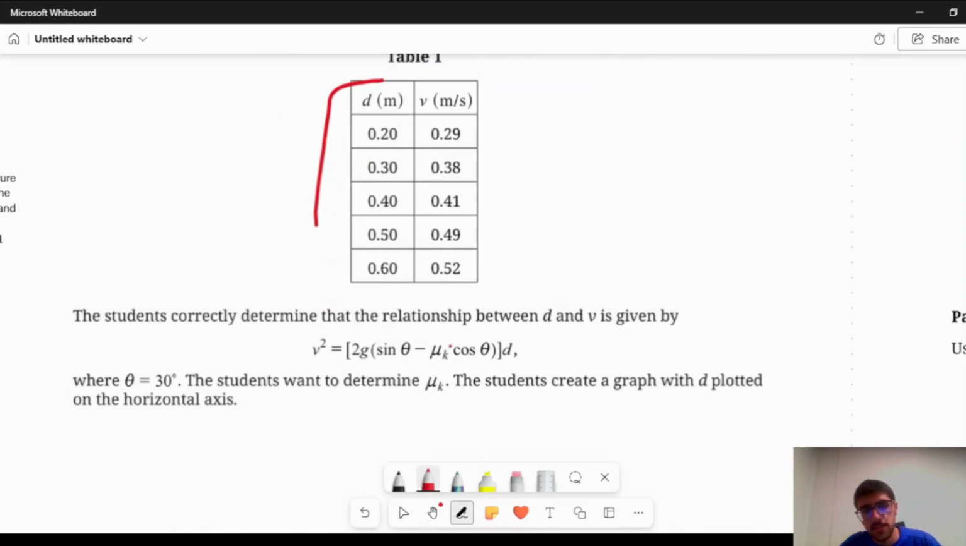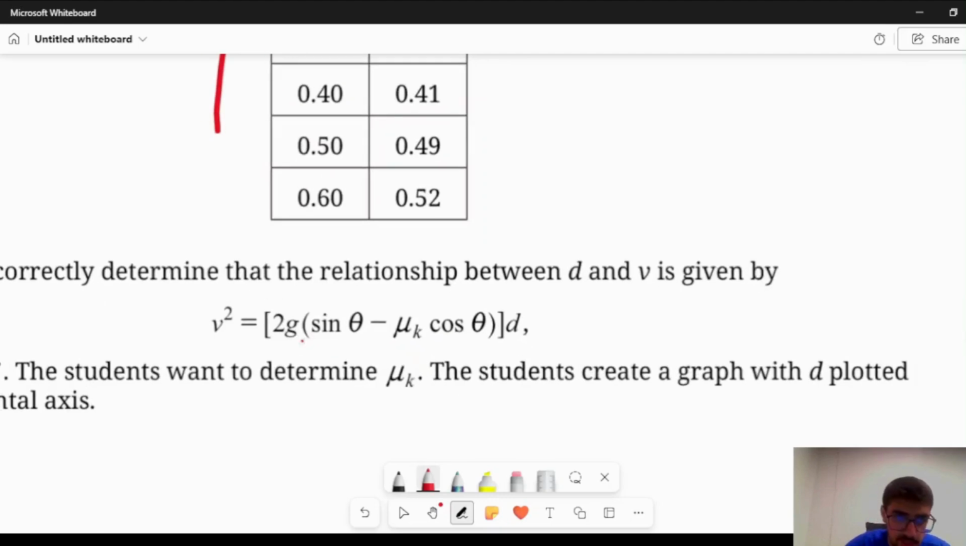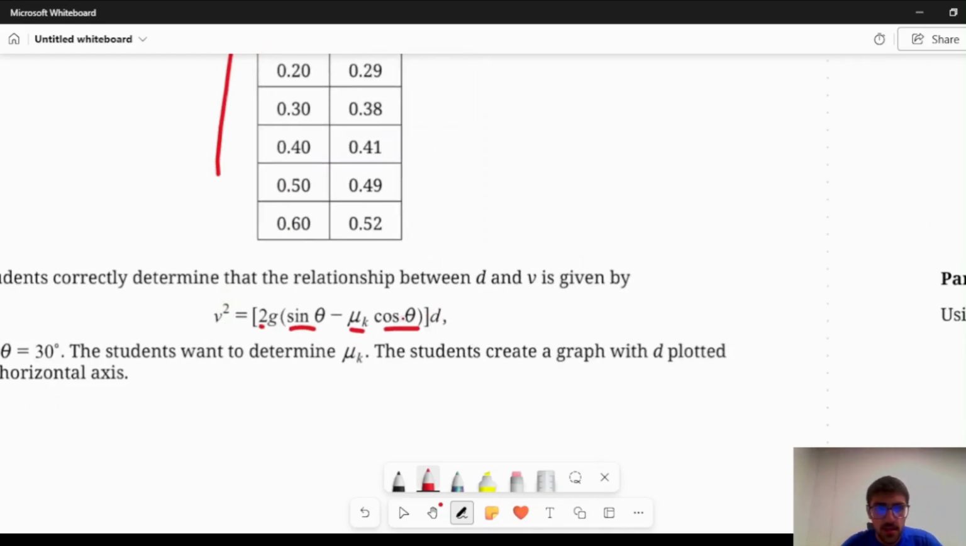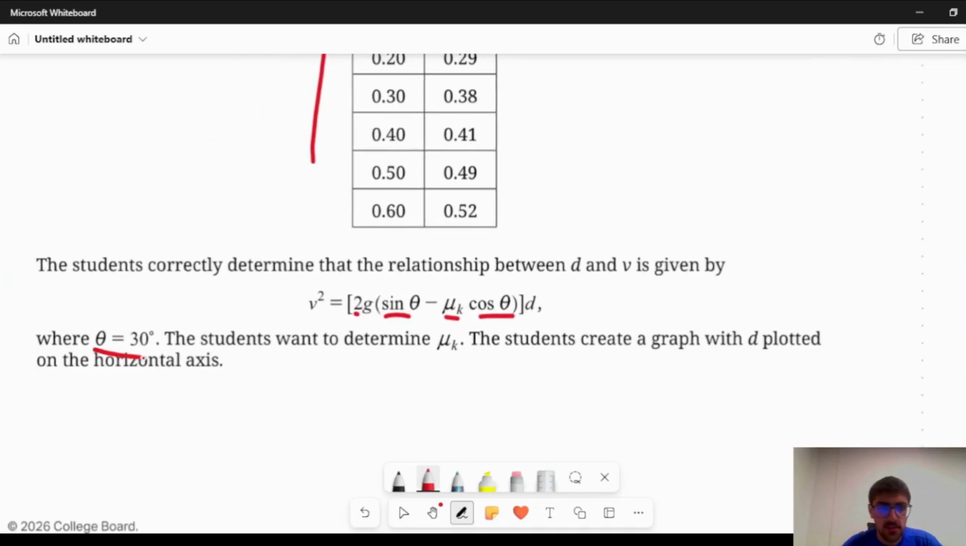The student correctly determines that the relationship between d and v is given by this big expression, which looks confusing, but if you think about it, this is a constant, this is a constant, this is mu k multiplied by a constant, and then you have the two things they gave you, v squared and d. Okay, theta equals 30, they gave us theta. The student wants to determine mu k.